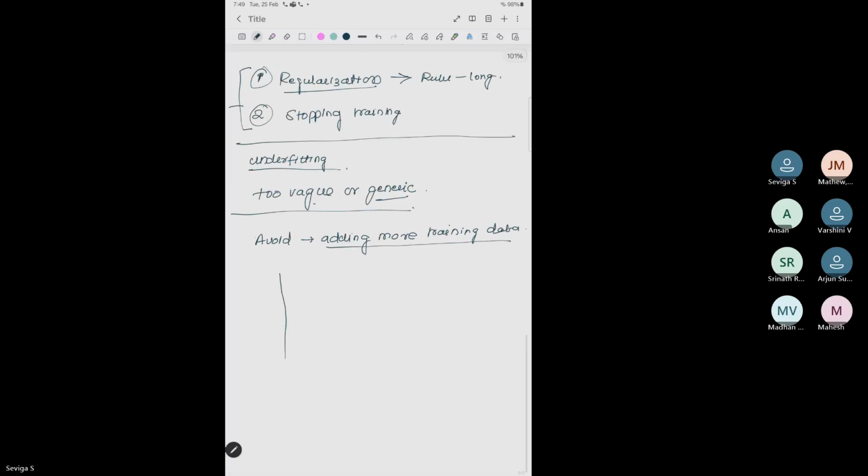So let us explain this with a graphical plot. What is an epoch? We saw in the last class. Would anyone like to recollect what epochs are?